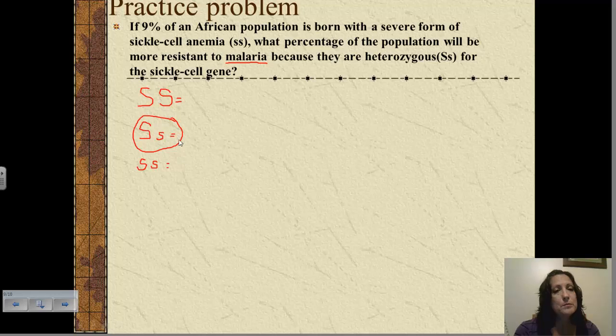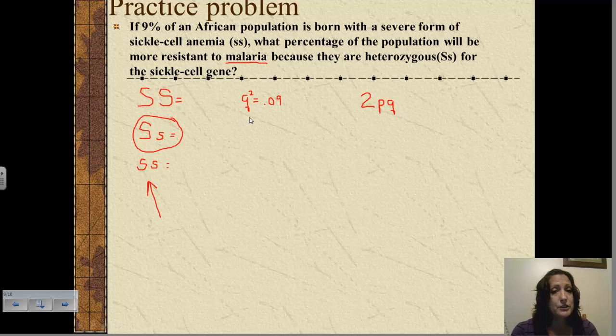So I want to know what percent of the population would have this resistance to malaria if 9% of the population is this here. So Q squared equals the homozygous recessive condition. So Q squared equals 0.09. So the frequency of Q squared is 0.09. So I want to know the individuals that are big S, little s. Well, that's going to be equal to 2pq. That's the frequency of the heterozygous individuals.